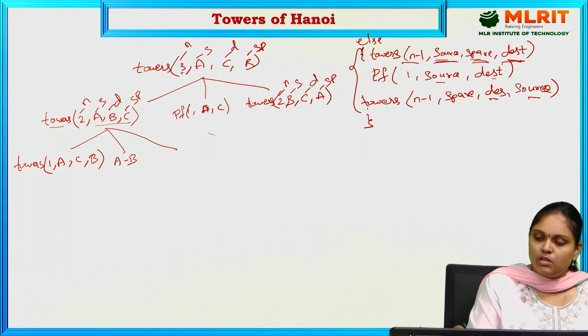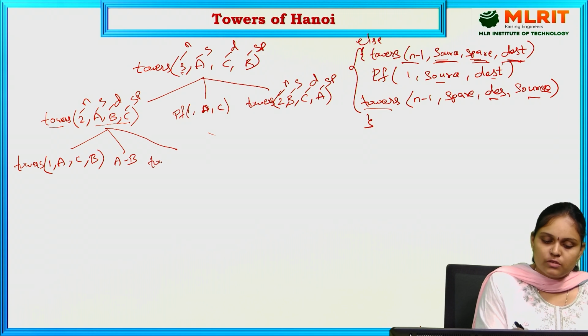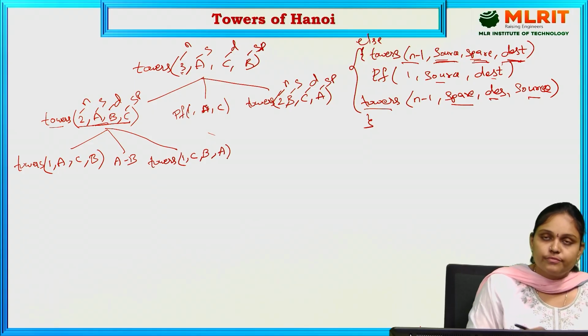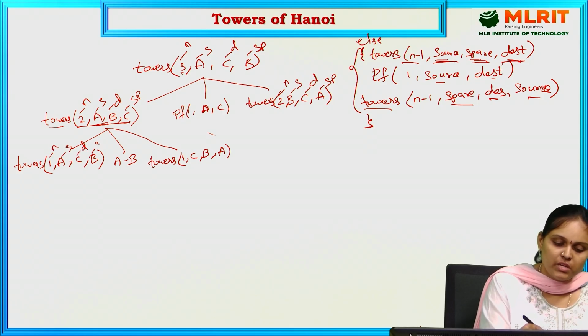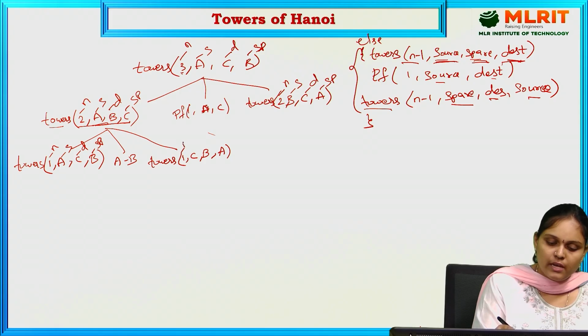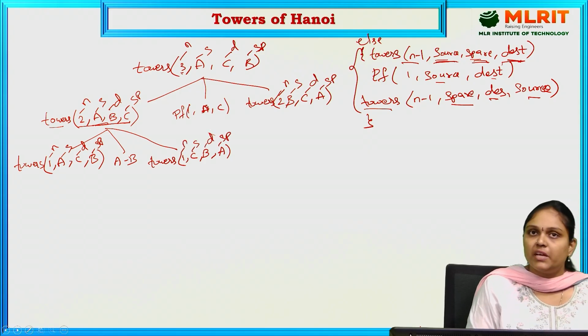And again we are calling this towers function. Towers function n minus 1, 2 minus 1 is equal to 1, and spare. From this function the spare value is C, the destination is B, and the source we have is B. So we are calling this towers function with 1 as n, A as source, C as destination and B as spare. And this is n, this is source, this is destination and this is spare.